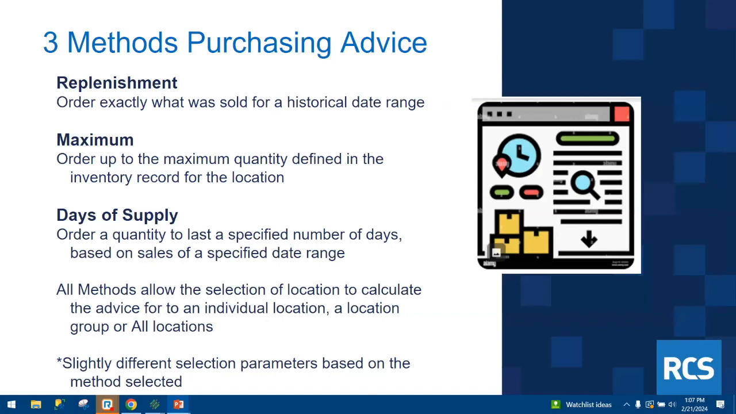So again, we have the 3 methods of purchase advice. Replenishment, and so that's basically just ordering what was sold for a historical date range. Maximum, which is ordering up to the maximum quantity defined in the inventory record for the location. Days of supply is to order a quantity to last a certain number of days based on sales for a specific date range.